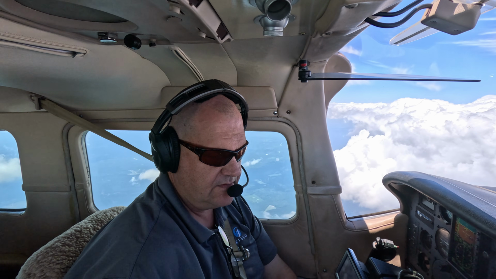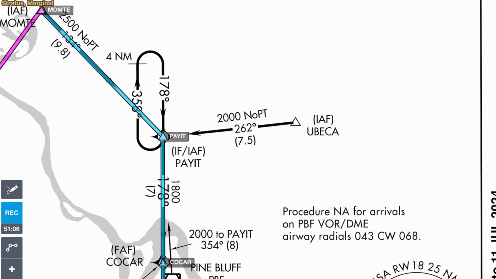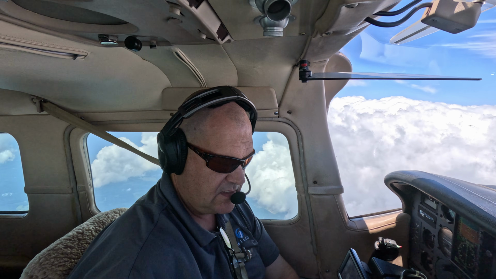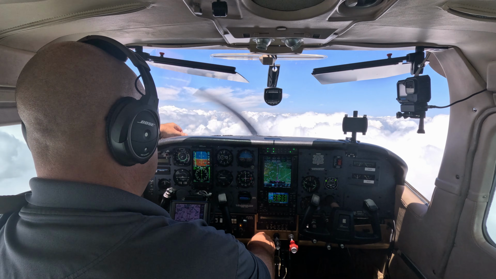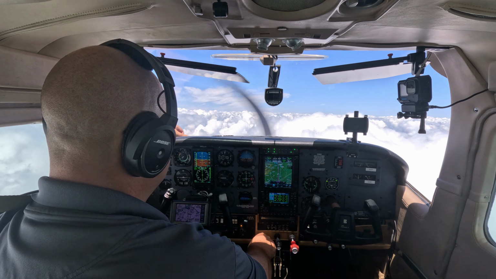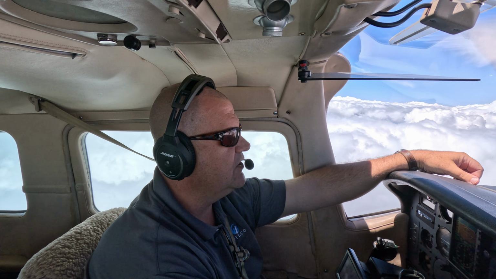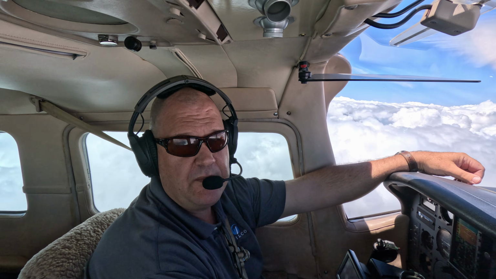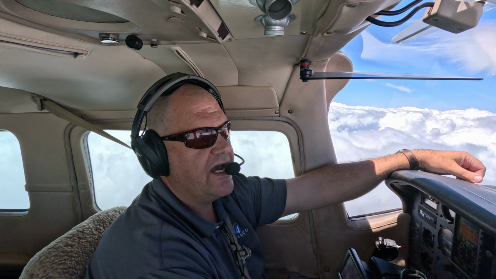460 for minimums. From there, the missed approach is climb to 2,000, direct Re-Roy and hold. And Re-Roy is straight out. All right, so if we're going to be at Monty at 2,500 feet, that means we've got 6,500 feet to lose. 500 feet per minute, that means 13 minutes. So probably around that 15-minute mark, we're going to start down.